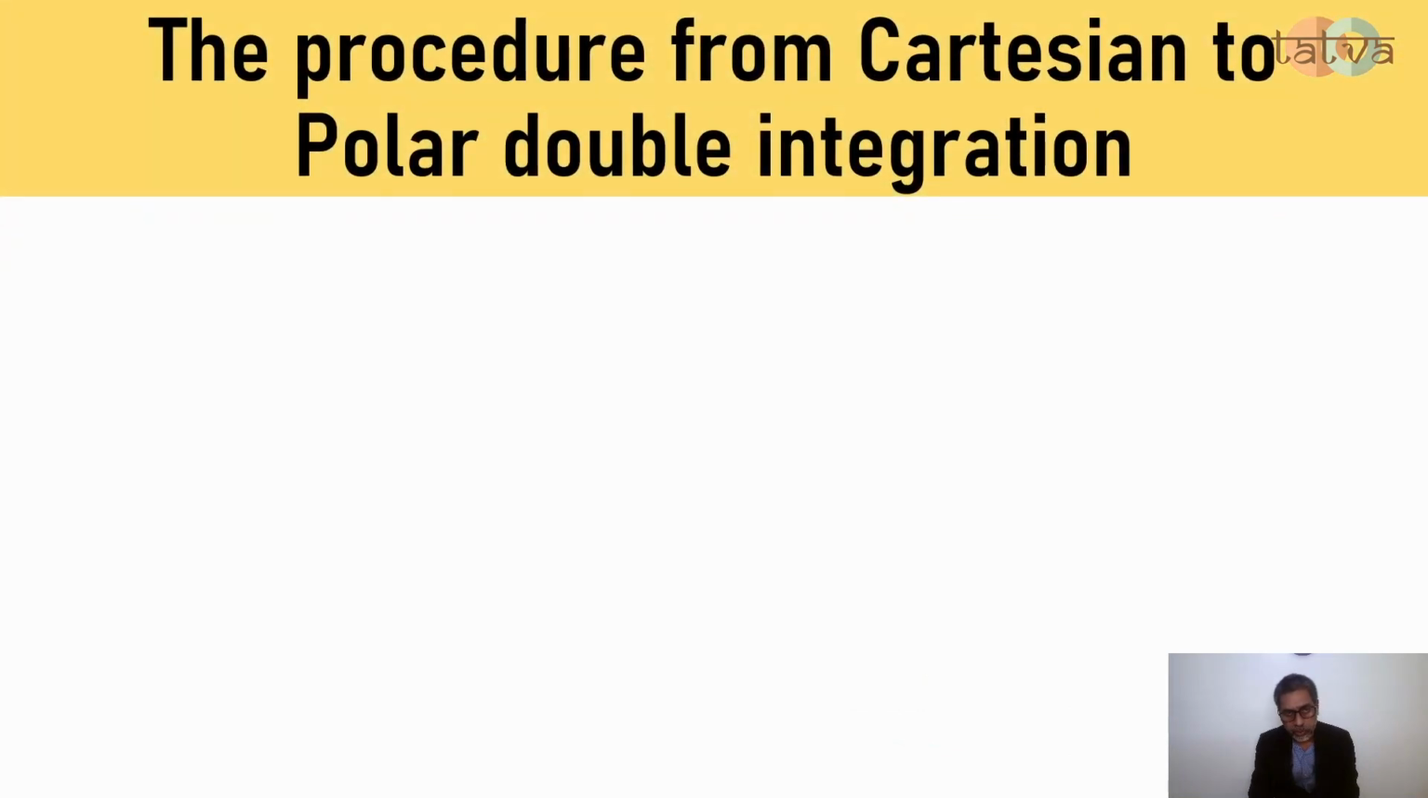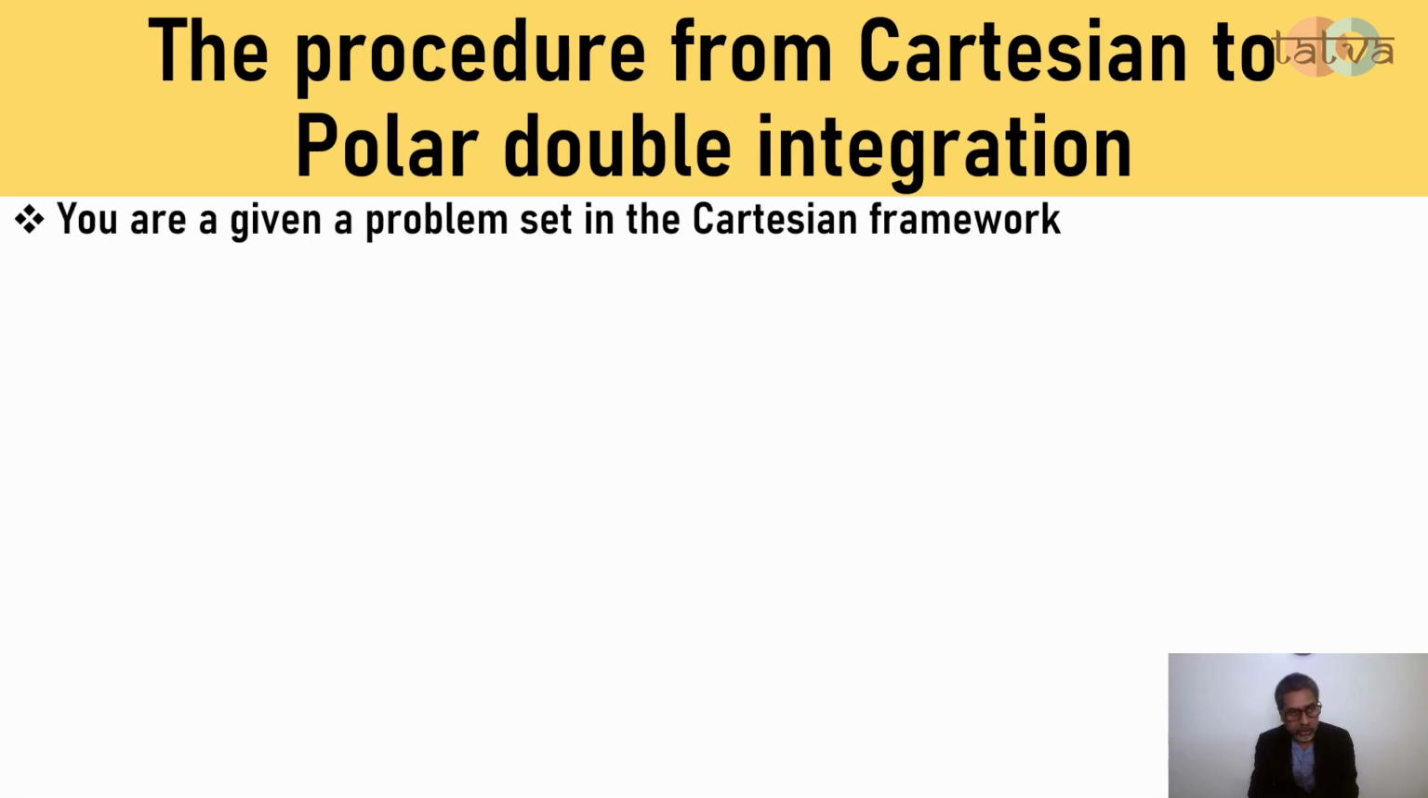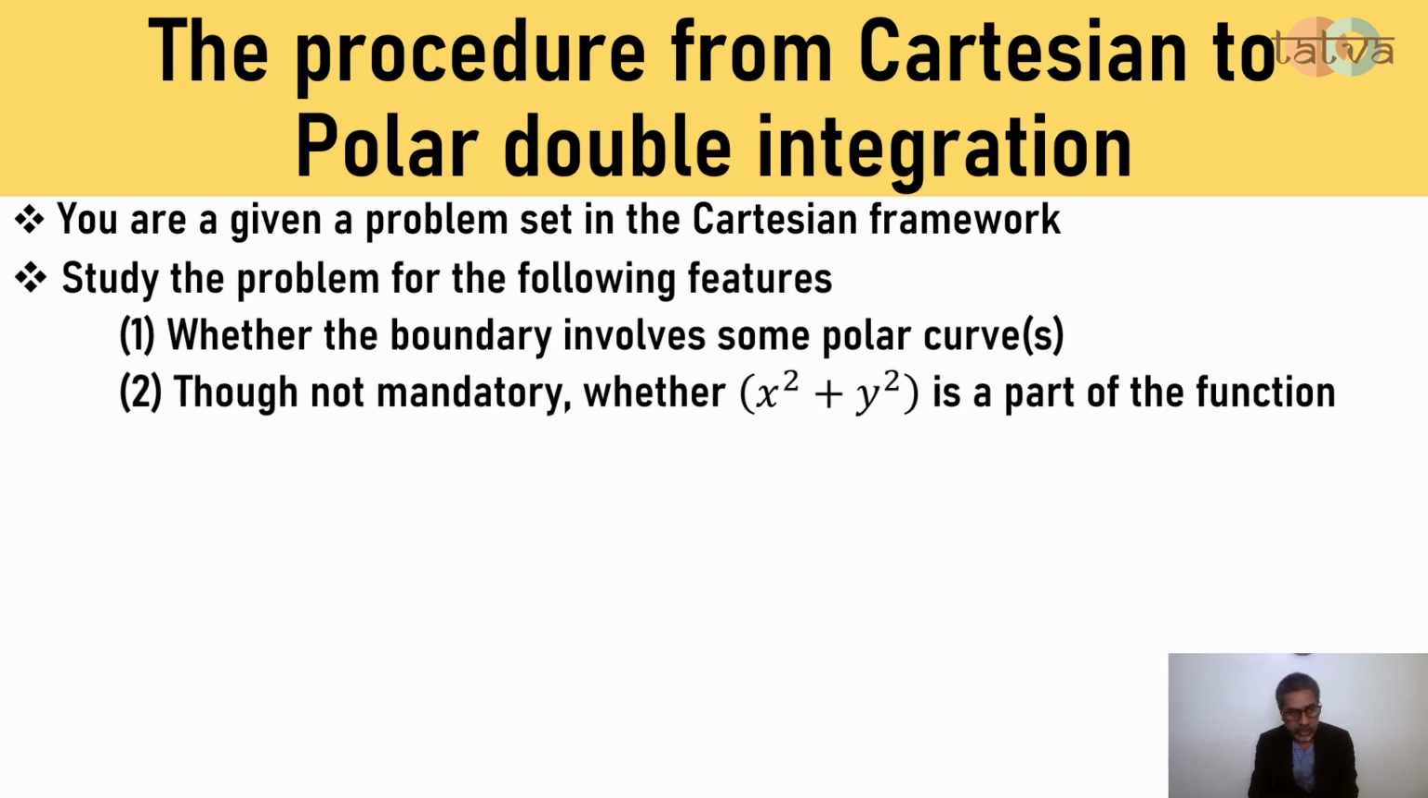Now, usually the problem is set in the Cartesian frame, and then in case of difficulties, you move to polar domain or some other domain. So what is the procedure to move from a Cartesian situation to a polar situation in double integration? So the first thing is you are given a problem set in the Cartesian framework.